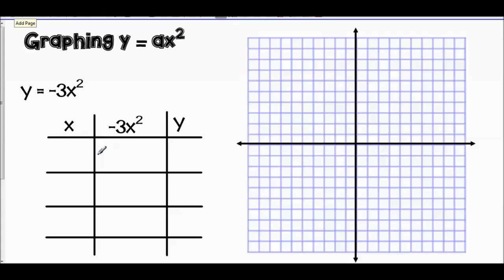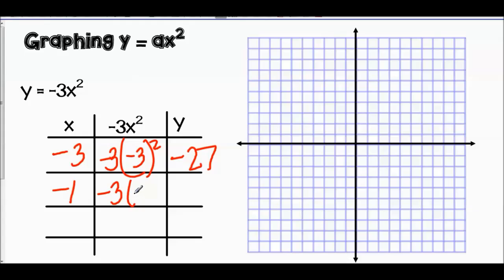So let's get some practice of graphing this. We're just going to put about 4 values in here. So I'm going to start with, let's put negative 3 in here. So if I put negative 3 in here, negative 3 squared would be 9, and then 9 times negative 3 would be negative 27. Then let's put negative 1 in there. So negative 3 times negative 1 squared. Negative 1 squared is 1. 1 times negative 3 is negative 3.